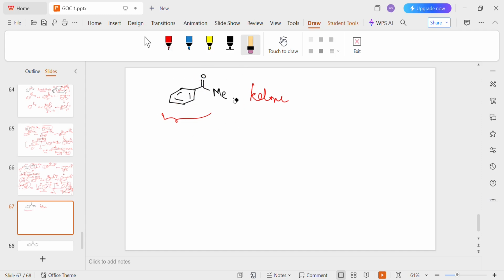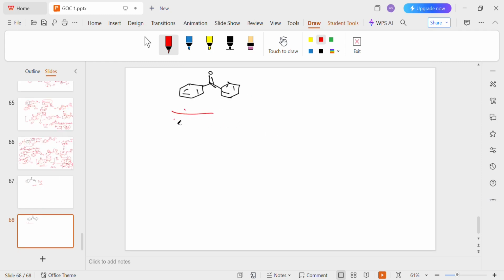I'm leaving this question to you as homework. This is a homework question, you try it yourself. Now let us talk about this compound. This is also a ketone. There are two phenyl groups attached, one side of the carbonyl group, and the other side also has a phenyl ring.